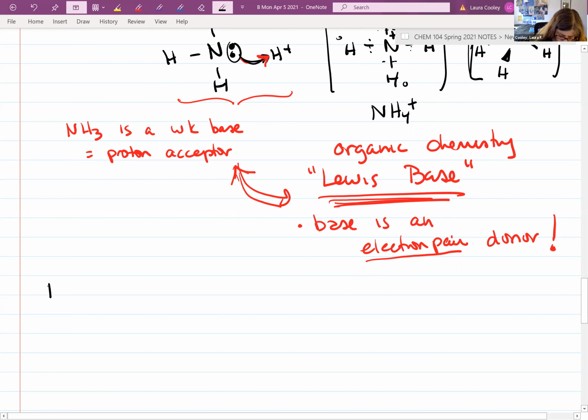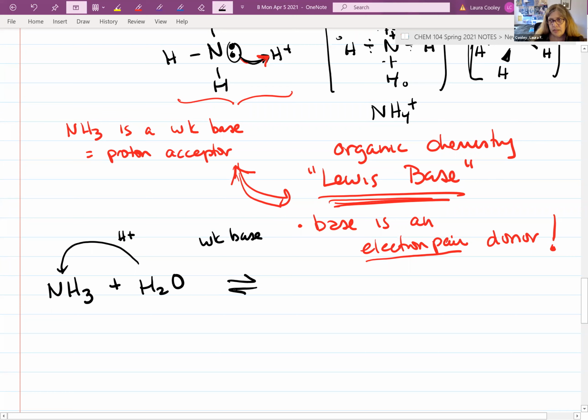So our shorthand here is NH3 plus water. It can react with water, right? If it's a base, it will accept a proton from the water. It's a weak base. So this is a double arrow. It's only in equilibrium and only actually happens a very small amount of the time, okay? And it gives you NH4 plus, I showed you here. This is the ammonium ion, and OH minus, okay?